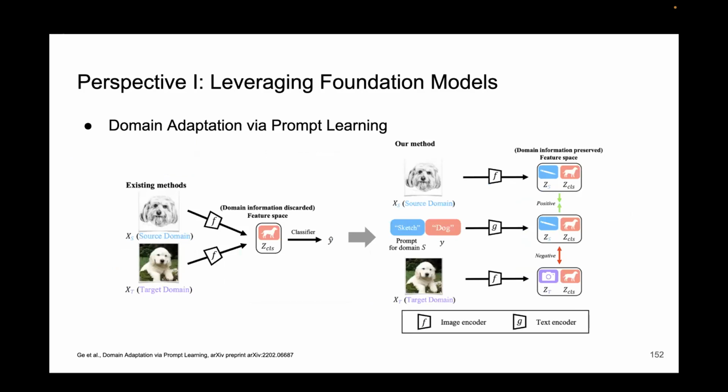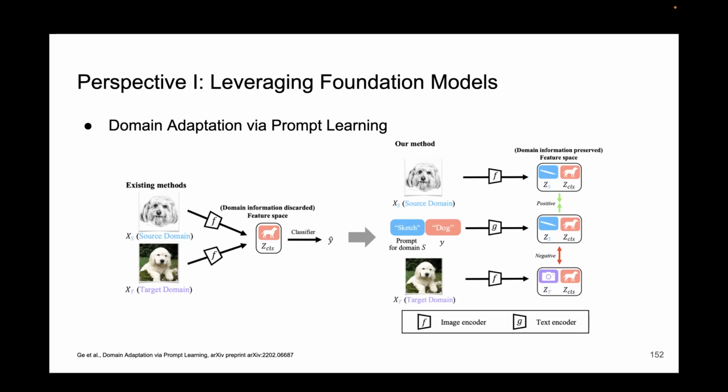And let's pick one of the domain adaptation approaches that has made some pioneering efforts within this vision and language pre-training direction. The work is from Ge et al. They try to conduct domain adaptation through prompt learning. To introduce this framework, firstly, on the left-hand side, they denote the very canonical and traditional domain adaptation, which is that given a source domain and a target domain of images from different domains, you want to train a backbone or feature extractor denoted by F.